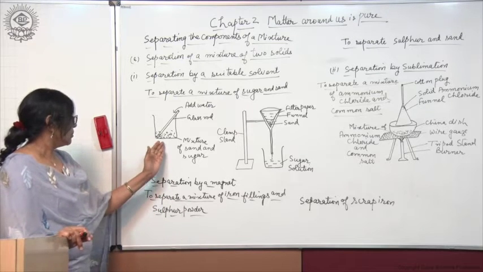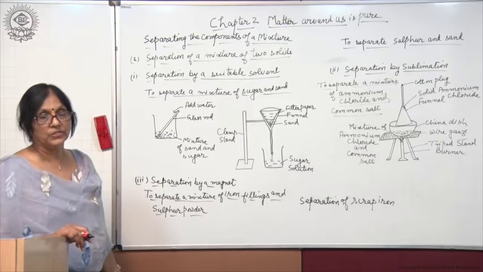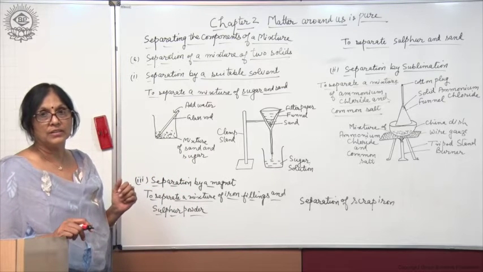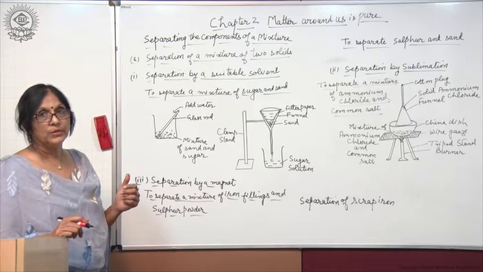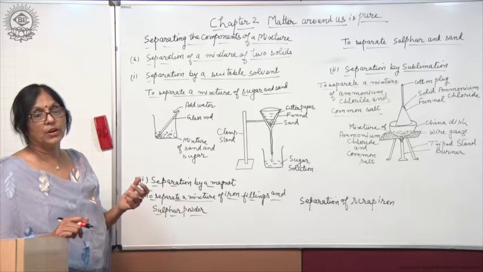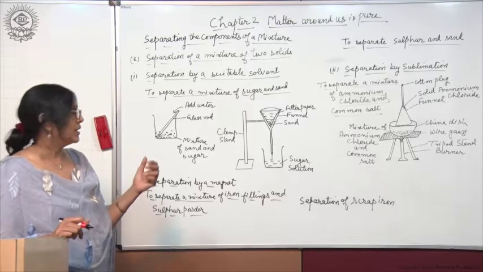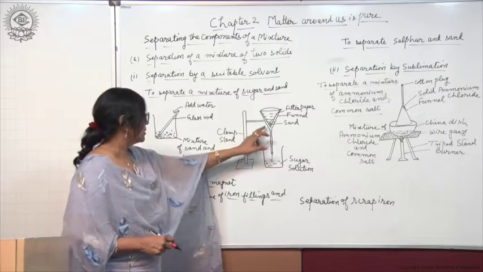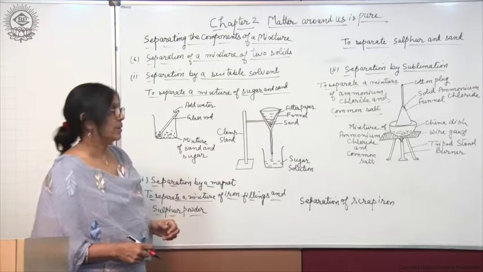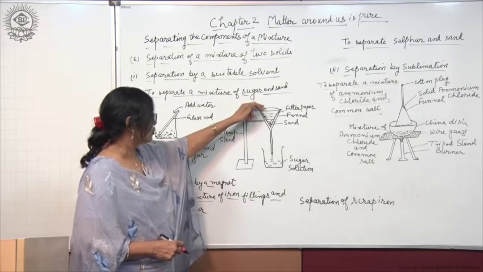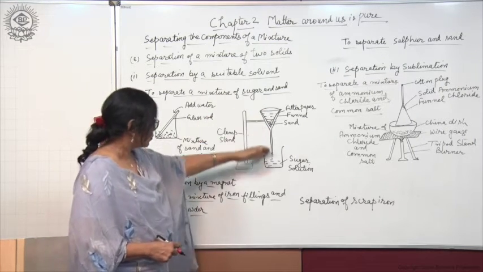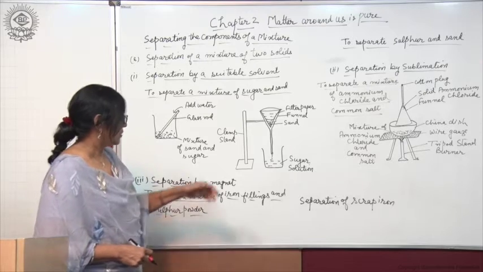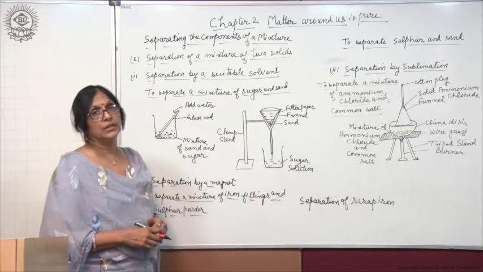So, in a beaker a mixture of sand and sugar is taken and water is added to it, and the mixture is constantly stirred with the help of a glass rod. Sugar will dissolve, but the sand will not dissolve. Now, we can easily separate it with the help of filtration using a funnel fitted with a filter paper. By pouring the solution slowly into the funnel, the sugar solution will pass through the filter paper and get collected in the beaker, and the sand will remain on the filter paper.